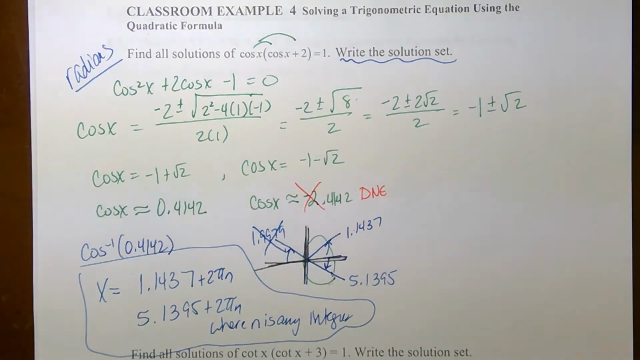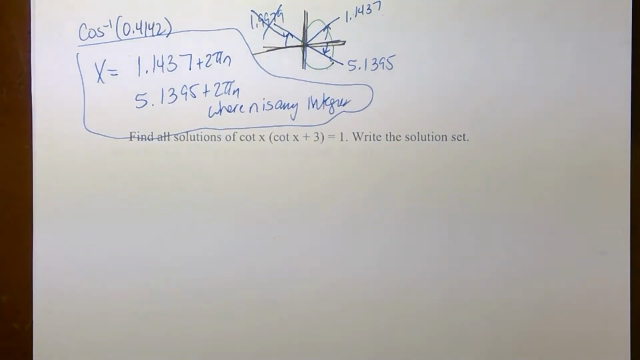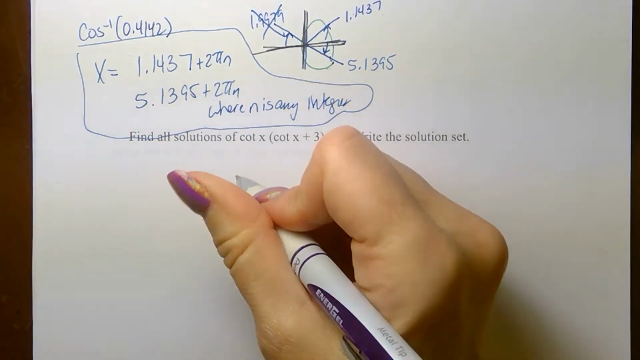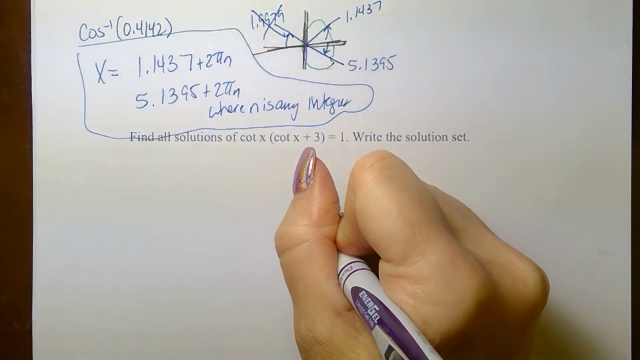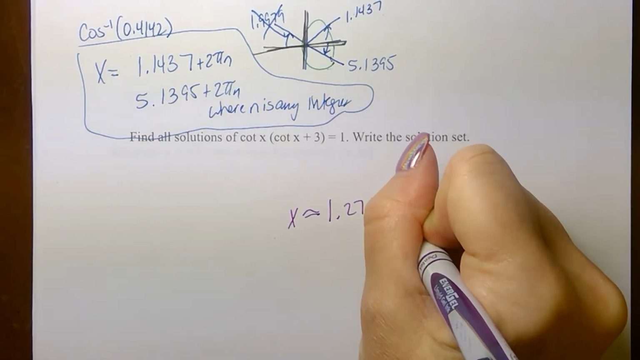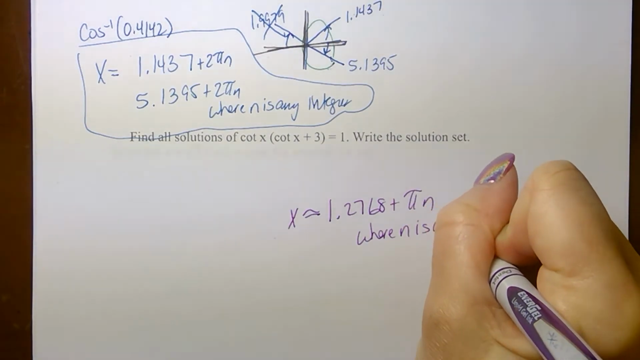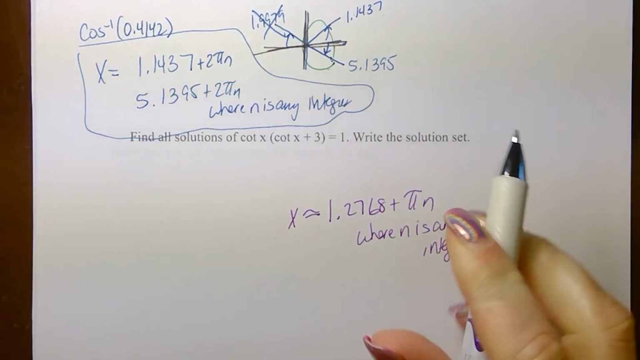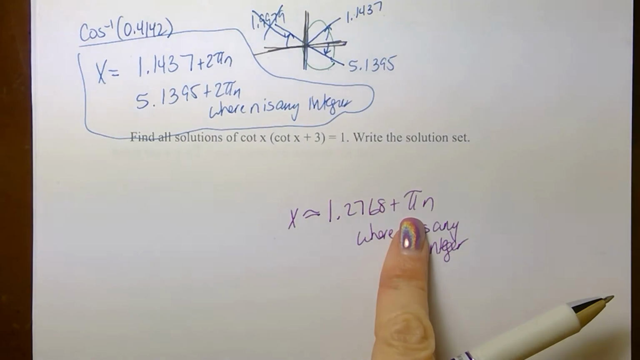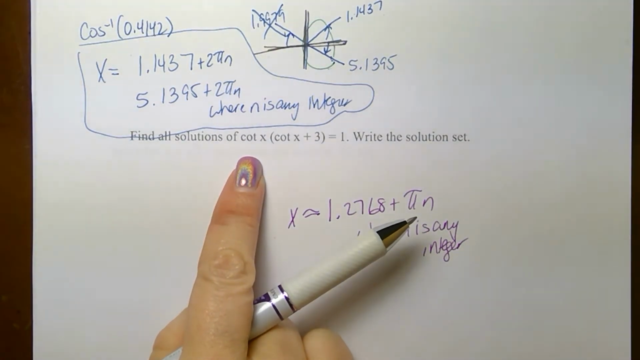Okay, because this is another video that's getting super long, I'm just going to give you the solution to the next one. You would set it up and have to solve and use the quadratic formula just like we did before. The solution set you get is all values of x 1.2768 plus pi n, where n is any integer. Why is it just one solution and a periodic over pi n? Well, we're dealing with cotangent instead of cosine.